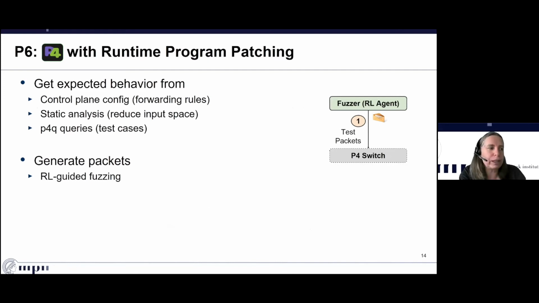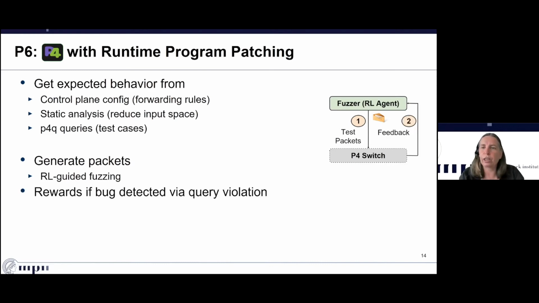How to do that? Well, let's use a fuzzer, because fuzzing is a really successful element with which you can actually test the runtime behavior. Now that fuzzer, of course, needs to check, did it actually do what it was expected to do or not? And then we can use a reinforcement-based learning agent to use feedback on whether the packet was forwarded the way it was supposed to, in order to reward it, in order to enhance its capability to do the bug detection as quickly as possible.